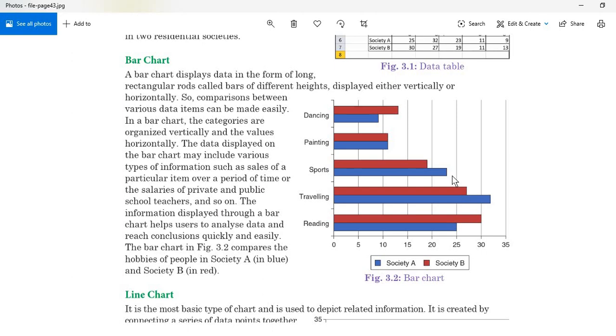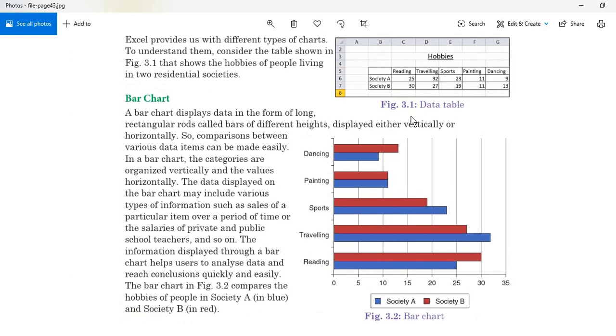Okay, now in the chart the categories are organized vertically. These are the categories and this is the vertical shape. See, the categories in this table are reading as a hobby, traveling as a hobby, sports as a hobby, painting as a hobby, and dancing as a hobby. So those categories are organized vertically, right? And the values like 25, 30, 32, 27, the values are displayed horizontally. Understood?